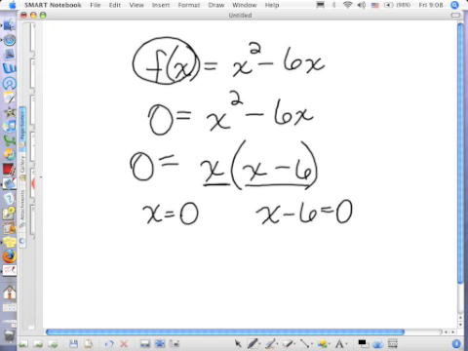Okay, well here x is 0, right? What's x got to be here if x minus 6 equals 0? X is 6. So the zeros of this function, the x-intercepts of this function, are at 0 and 6. Does this function open up or down? It opens up, and it crosses the x-axis at 0 and 6. Now let's use some thought here.